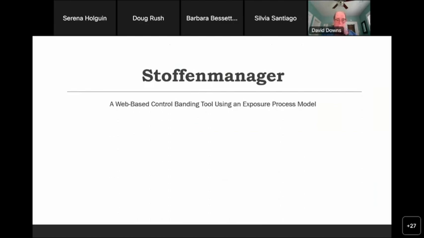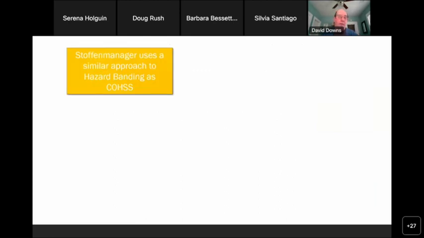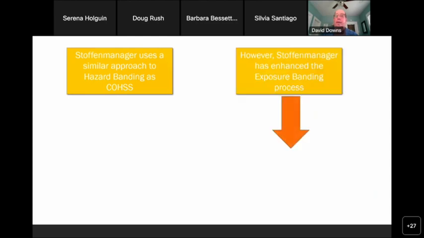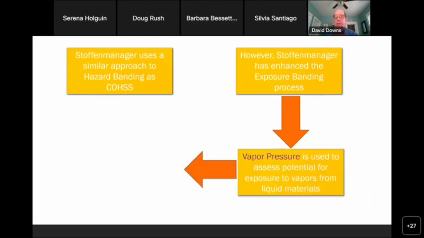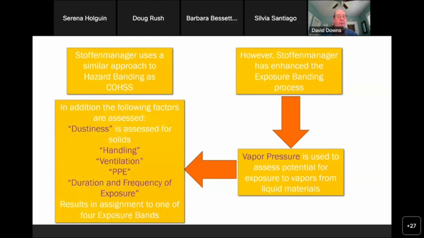So let's go on to talk about the last 2 approaches here. A software manager is a product that was developed in the Netherlands and is widely used in the EU. It uses an approach similar to hazard banding as is used in the COEH Essentials. But they've enhanced the exposure banding process. Vapor pressure is being used to assess the potential for exposure to vapors from liquid materials. They also assess dustiness of solid materials.